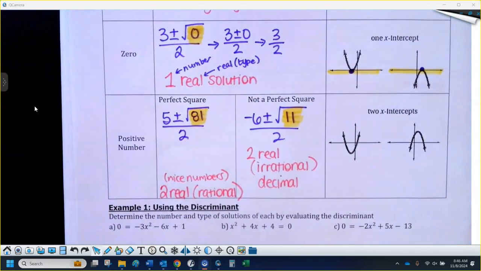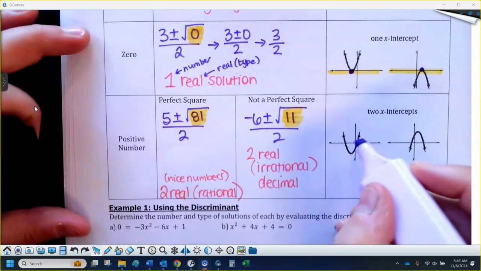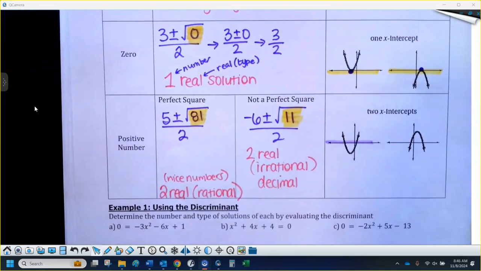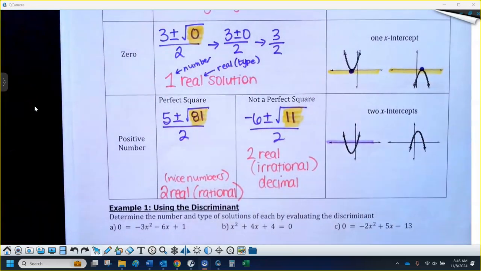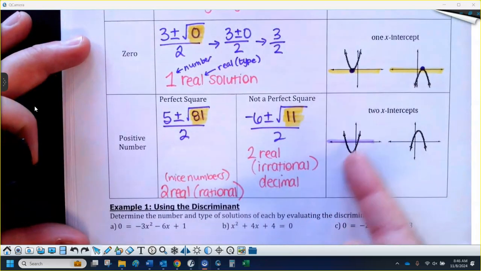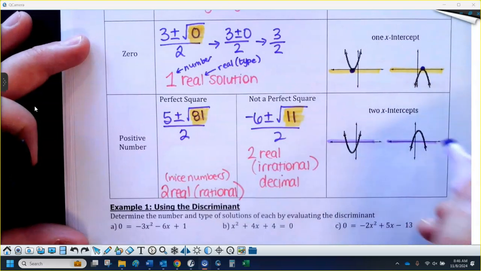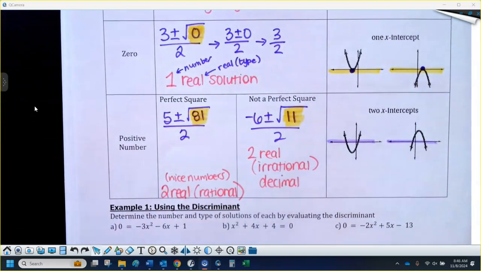So if it's a positive value under the square root in your quadratic formula, you have 2 real solutions. If it's a perfect square, there'll be nice numbers. If it's not a perfect square, there'll be nasty numbers, but we'll still have 2 real solutions. And if you look over here at the graphs, I have 2 different possibilities, depending on whether the graph turns up or down, but this would intersect the x-axis in 2 spots. They might be nice numbers, they might not. It just depends on what the actual quadratic is that you're solving.